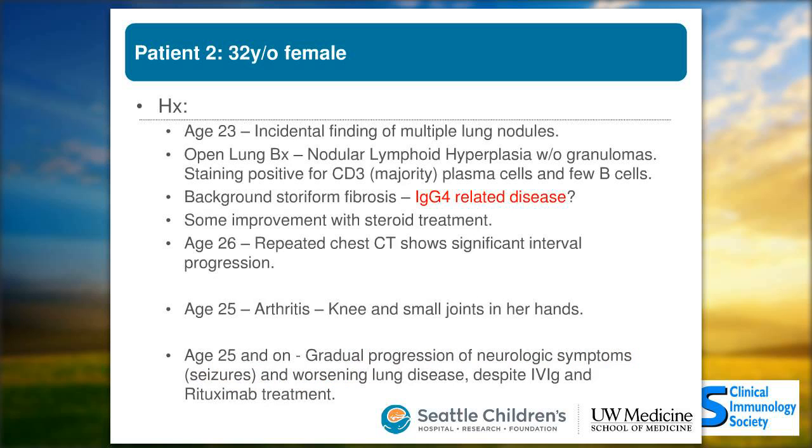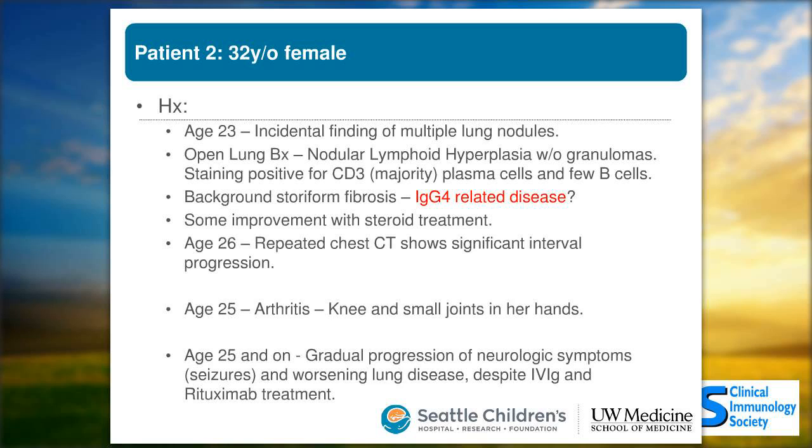Around the same age, as part of her evaluations, she also had chest imaging, and there was an incidental finding of multiple lung nodules. The patient at that time was not very symptomatic. She had an open lung biopsy which showed nodular lymphoid neoplasia without granulomas, cells stained positive for CD3. She had some plasma cells and very few B cells. The biopsy also showed some background fibrosis. So because of the fibrosis, IgG4-related disease was suspected, especially with the response to steroid before. So I think that somebody connected fibrosis with steroid response, and IgG4 was brought up.